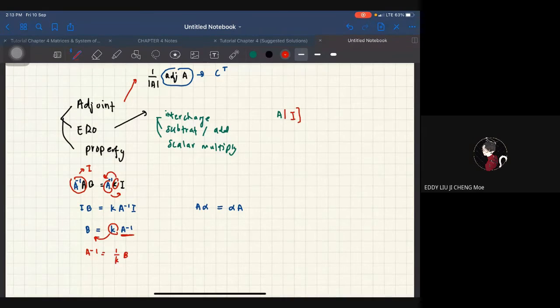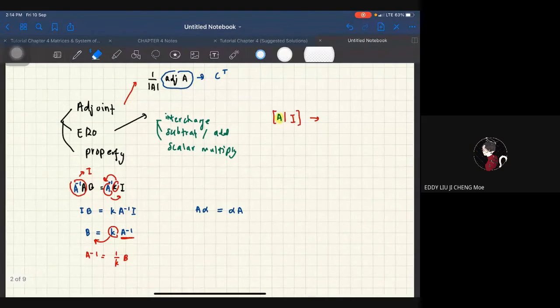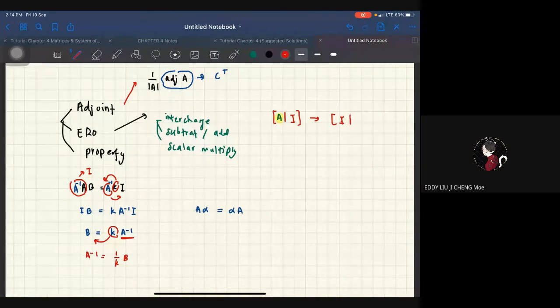Okay, so kita punya aim for this method is kita nak tukarkan yang dekat belah kiri ni into identity. Okay, so kita nak jadikan yang belah kiri tu identity. And then bila belah kiri dah jadi identity, yang belah kanan akan automatically jadi A inverse. Okay, so this one adalah kita punya aim.